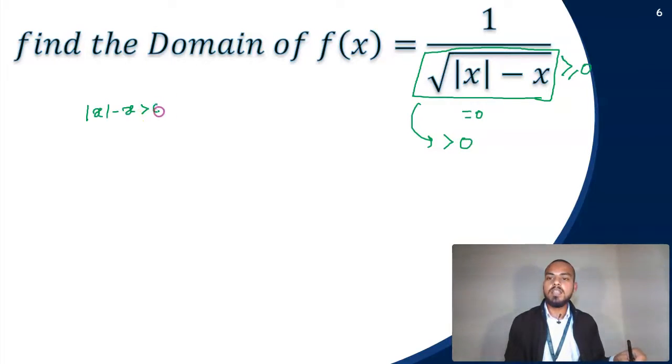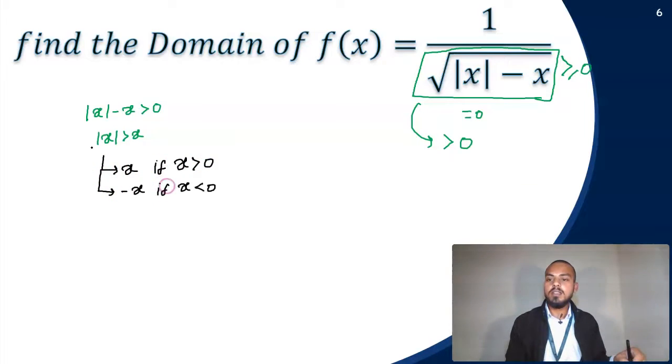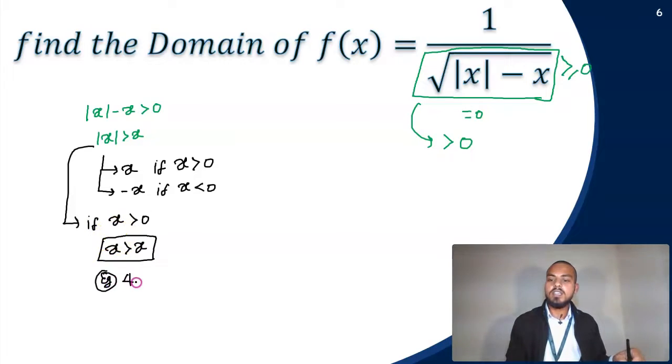So mod x minus x is greater than 0, and mod x is greater than x. Mod x is x if x is greater than 0, and mod x is minus x if x is less than 0. So by using this condition, x greater than 0, x greater than x. This is false because any number is not greater than itself. For example, 4 is greater than 4. This statement is completely false. So in this case, there is no solution for this equation.